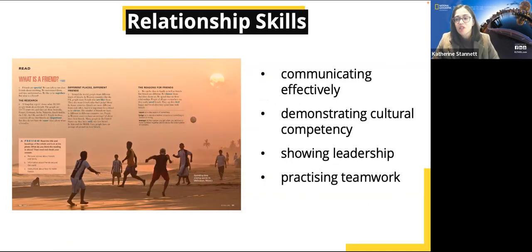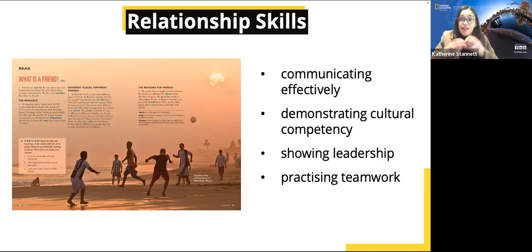So relationship skills. And I can guarantee that you do a lot of work on these in your lessons, even if you said, when I asked you earlier, do you think you're teaching social and emotional skills at the moment? You absolutely are, because you are doing all these things in your classroom. I'm sure that you're teaching your students how to communicate effectively. And of course, that doesn't just mean speaking and writing, it means listening as well.